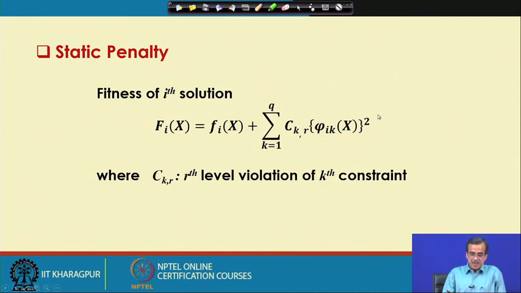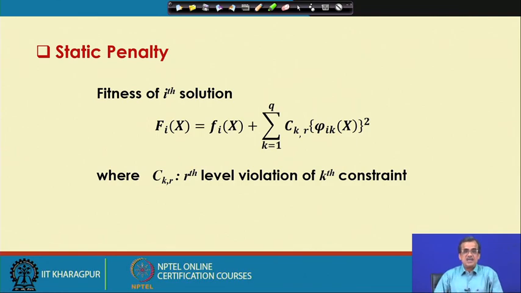Now, here the C k r is the rth level violation of the kth constraint. This particular numerical value we will have to define, we will have to supply before we start with the calculation of the modified fitness, that is capital F i x. Now, how to assign this particular value C k r, that I am going to discuss.